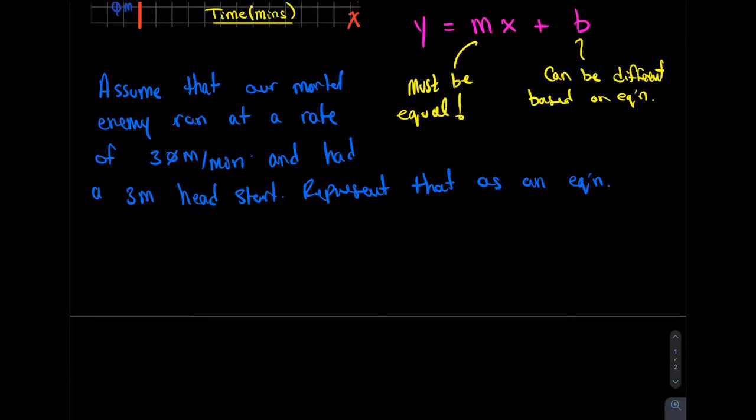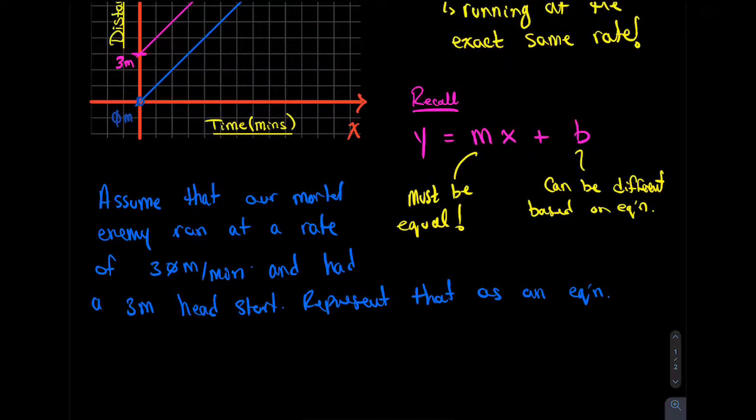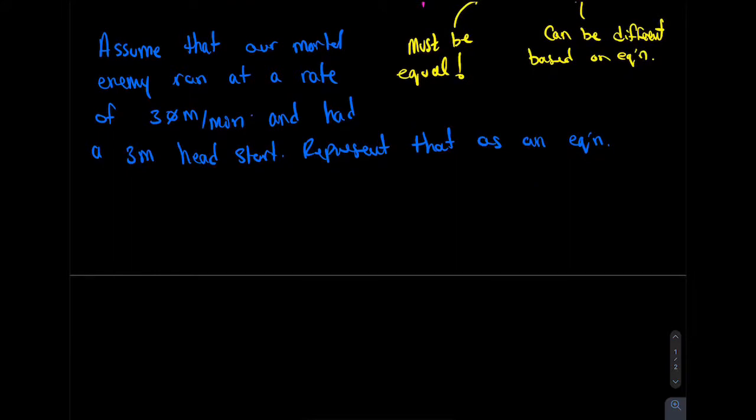So we have two pieces of information here. We have our rate, which we know rates are always going to be associated with the slope of our y equals mx plus b, and we know that he started 3 meters ahead of us. And that 3 meters ahead is representing our b. So what would the equation of this be? Well, this would just be y equals, we said that 30 is going to be his rate, 30 times x, so 30x plus 3.